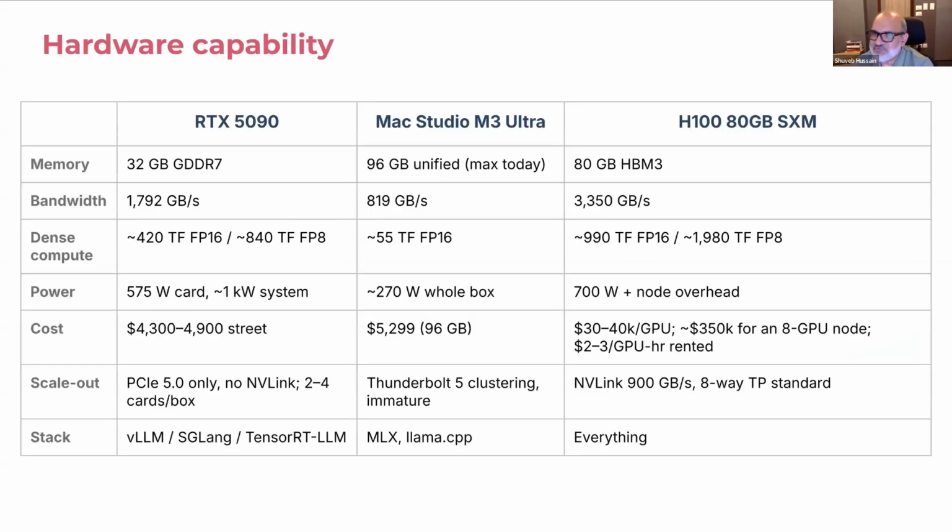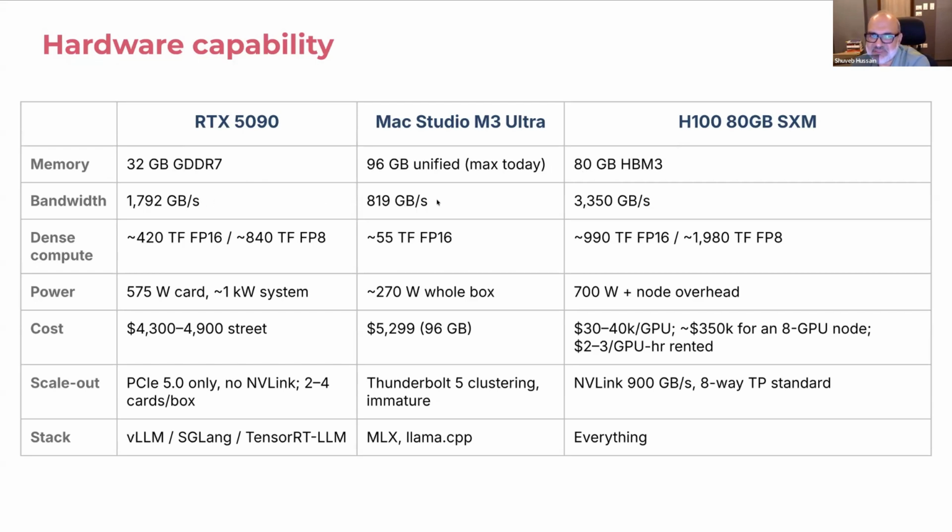So let me walk you through some of the details and capabilities. Here we are comparing the latest gaming card from NVIDIA, the RTX 5090, with the Mac Studio M3 Ultra, and the H100 80 GB SXM from NVIDIA. If you look at the memory, this has 32 GB of GDDR7. On the Mac, you can have 96 GB. Like I told you, the 512 GB model is gone. And although it looks like the H100 has only 80 GB, you can cluster these cards together. But then you will start seeing a lot of differences.